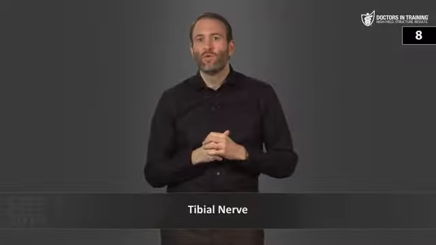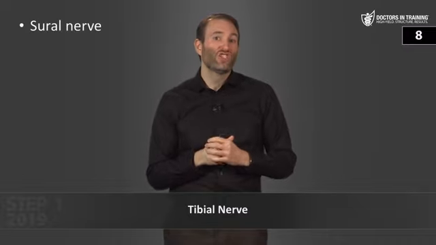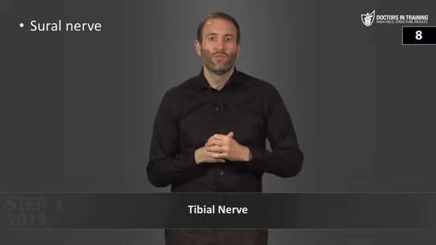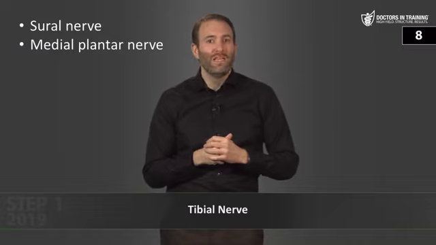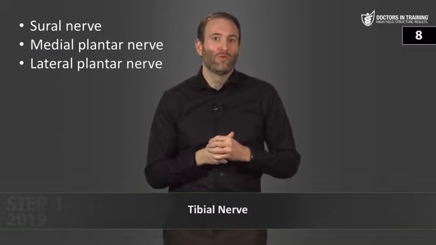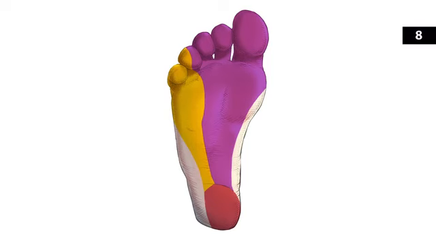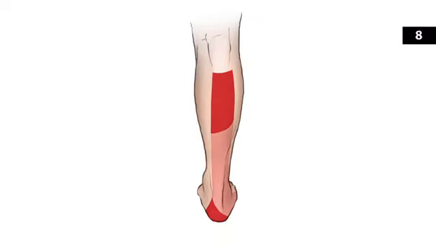Now, the tibial nerve will contribute to the formation of the sural nerve. The tibial nerve will then branch into the foot, into the medial plantar nerve and the lateral plantar nerve. Sensation of the tibial nerve will include the sole of the foot, important one there. Now, the sural nerve, one of the branches there, will provide sensation to the back of the calf.